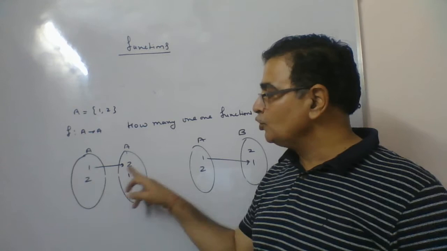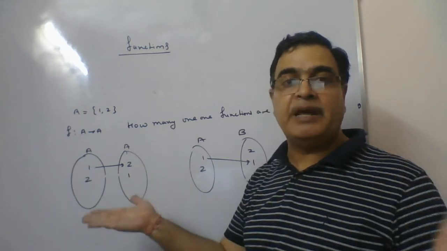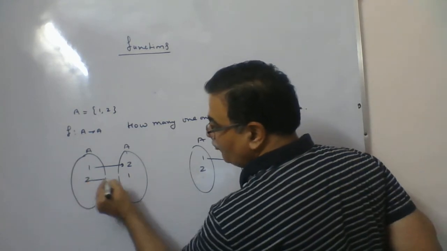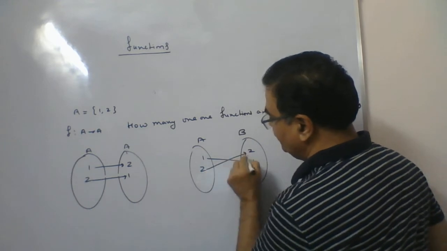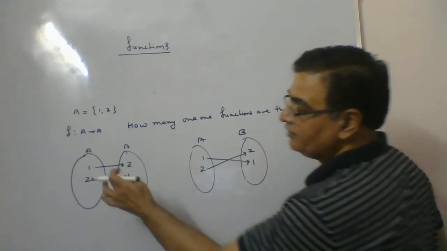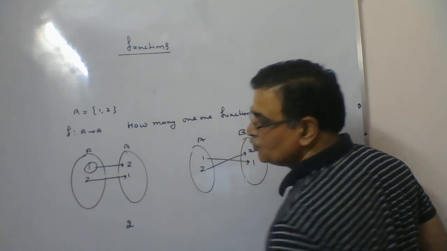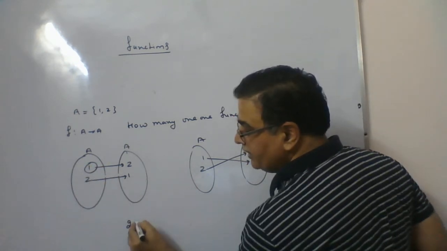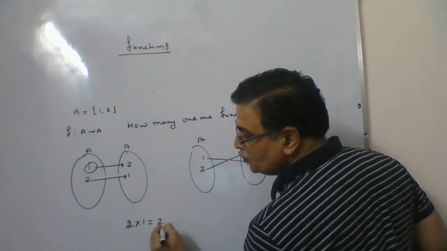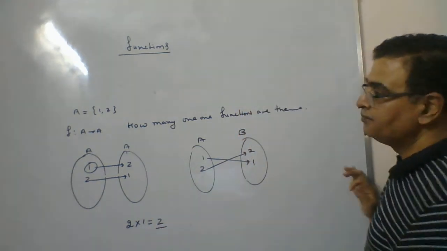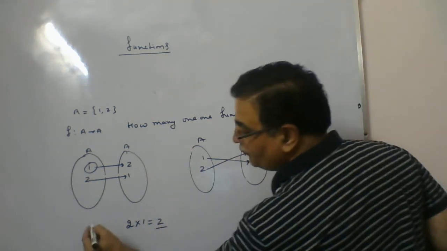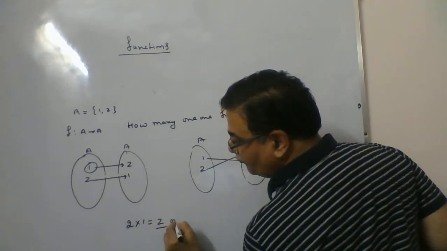Why? Because if you take 2 as an image again, it will become many-one. So we will say this will have one image and this is again going to have one image. So in this case, the first element has how many choices? That will have 2 choices. The second element only has 1 choice. So there will be 2 types of functions. So how many one-one functions are there? 2 one-one functions are there.